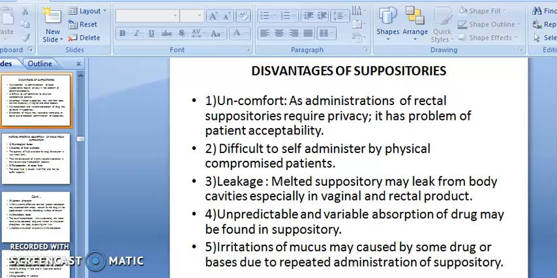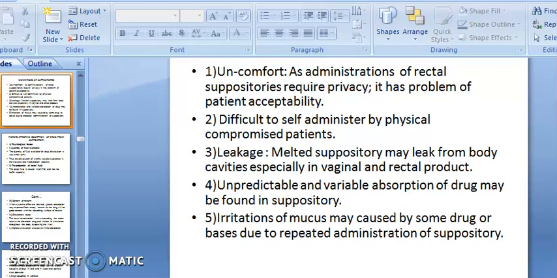Unpredictable and variable absorption of drug may be found with the suppository. There is a larger variation in absorption or distribution found while inserting your suppository. Irritation of mucosa may be caused by some drugs or bases due to repeated administration of your suppository. It was also found that repeated use of suppositories leads to irritation of the vaginal as well as rectal cavity. These are the disadvantages of suppositories.